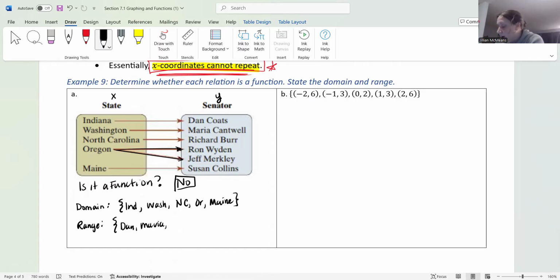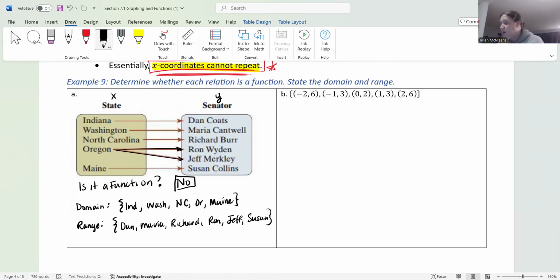All right, so for the range, we have Dan, Maria, Richard, Ron, Jeff, and good old Susan. So that would be our range. All right, so that's really all there is to it. When you have a relation, look to see if your x's repeat. If you have repetition in your x's, you do not have a function. And then the domain is all of the x values and the range is all of the y values.